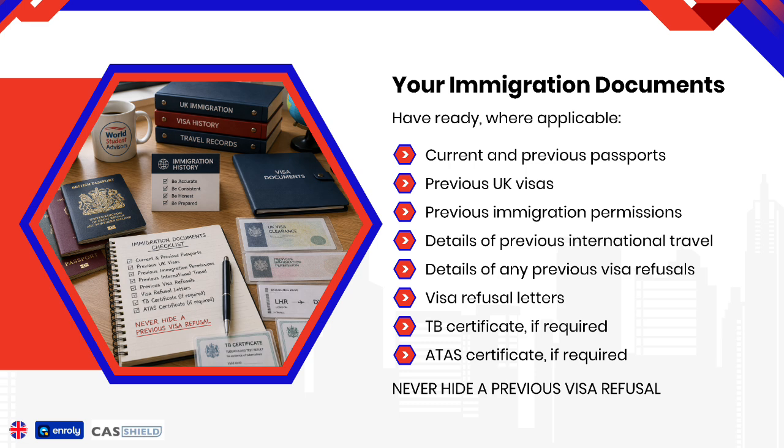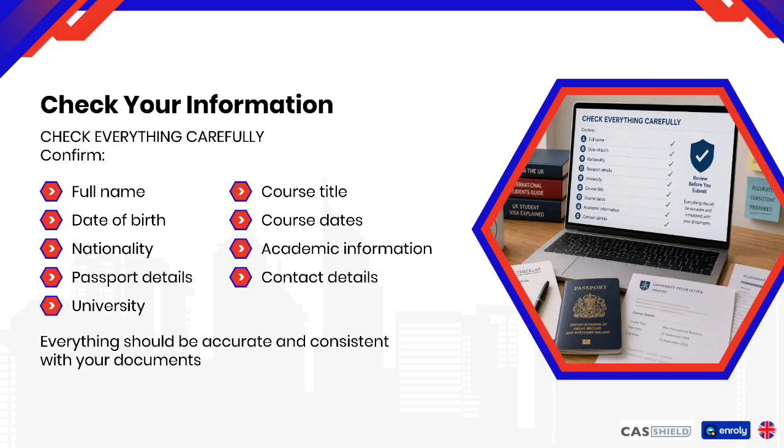Depending upon your circumstances, you may also need documents such as a TB certificate or ATAS certificate. Always follow the specific document requirements given by your university. CAS Shield may ask you to check information already held about you. Take your time. Check your full name, date of birth, nationality, and passport information carefully. Check your university, course title, course dates, and academic information.